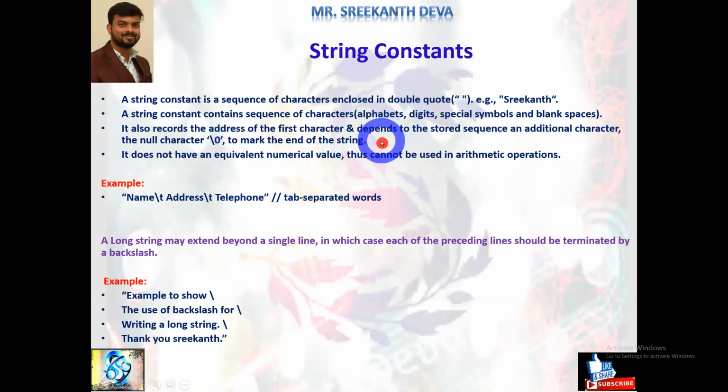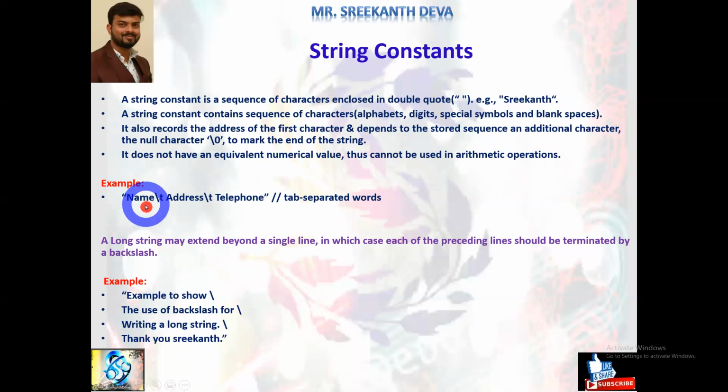end of the string. In the previous video session I gave an example about strings, how to write a group of string literals, how to assign them, and how to print. There I discussed in detail about string representation. But in the case of a string constant, it is enclosed with what? Double quotes. So the end of a string constant is always marked by the null character. It does not have an equivalent numerical value, thus it cannot be used in what? Arithmetic operations.